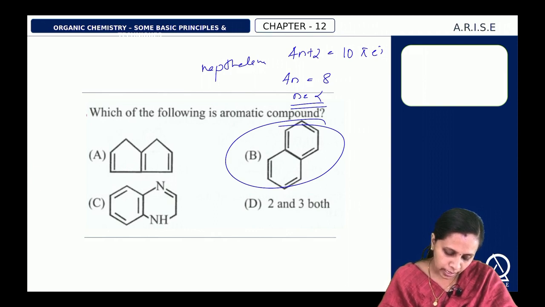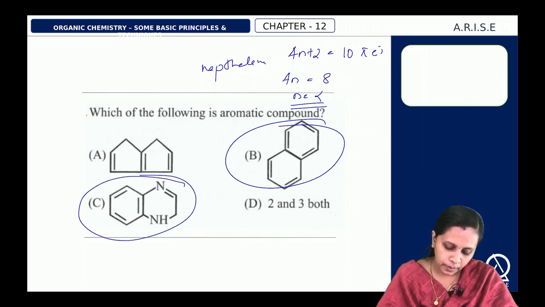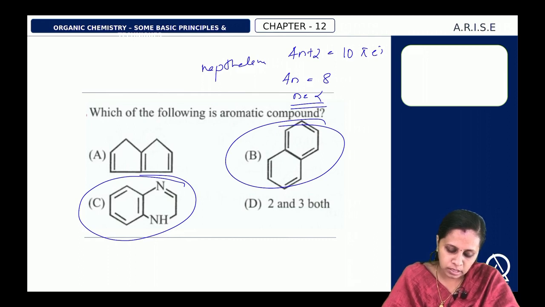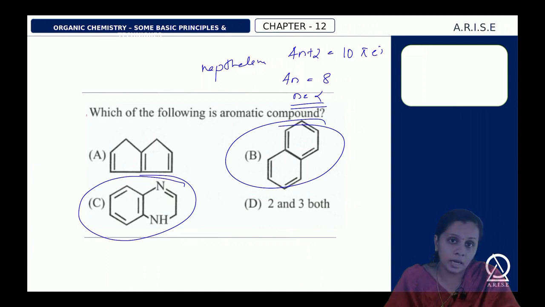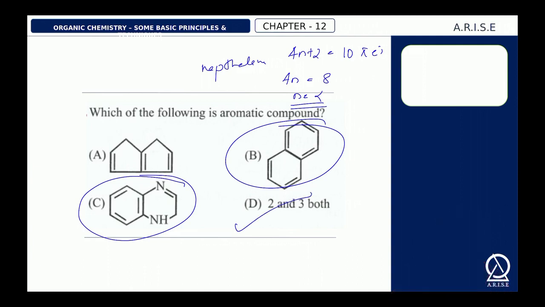Similarly, you can also calculate the aromaticity of this compound. In this compound, you have to consider the lone pair on nitrogen also. Then only you will be able to calculate the total number of pi electrons, because that is also involved in resonance. So when you calculate the aromaticity, you will find that B and C both are aromatic. So which is the correct option? It is option D. So you can check the aromaticity by Huckel's rule.